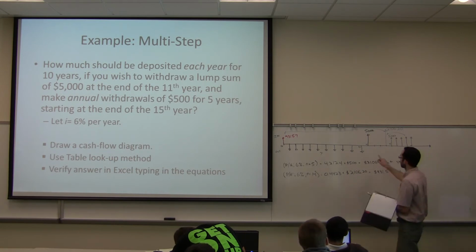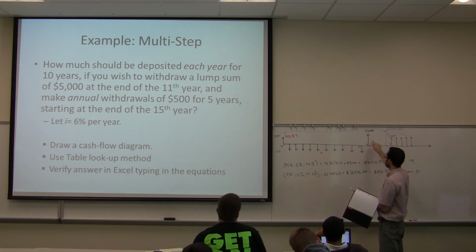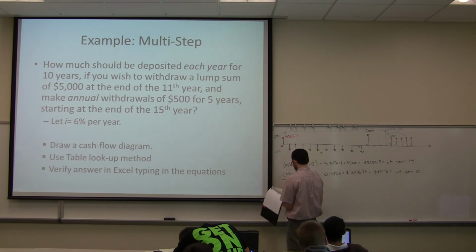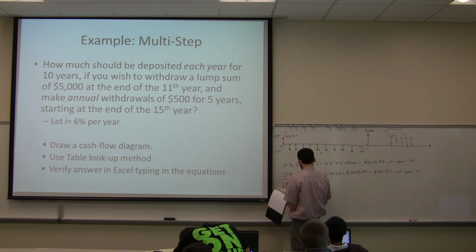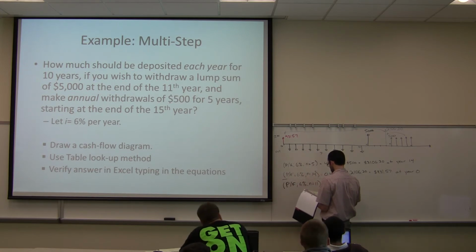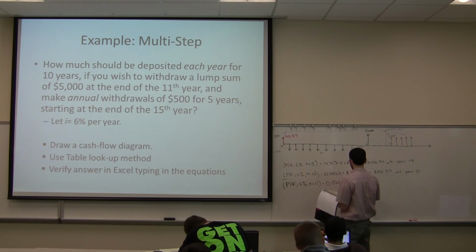So next, I want to take that 5,000 from year 11 to 0. So that is a find the present given some future amount, 6%, n equals 11. And so the factor there is 0.5268 times 5,000.